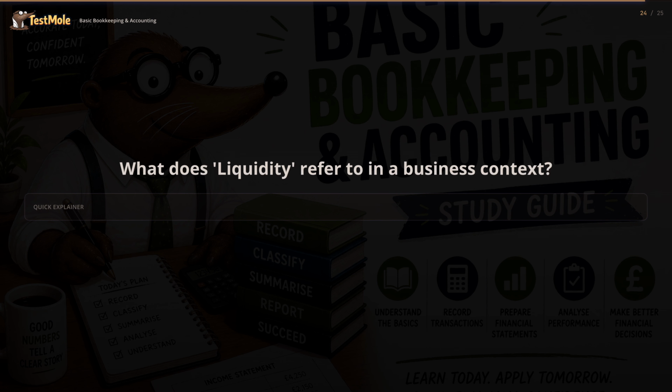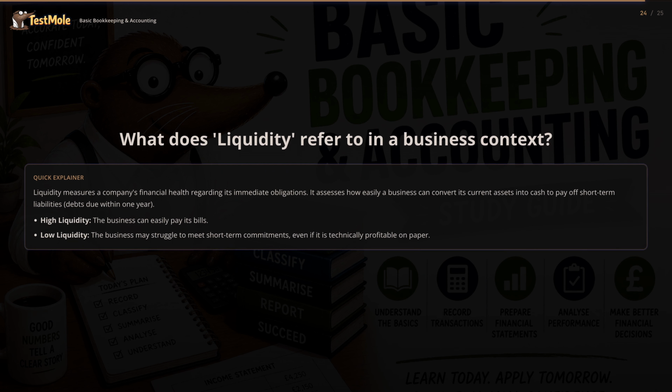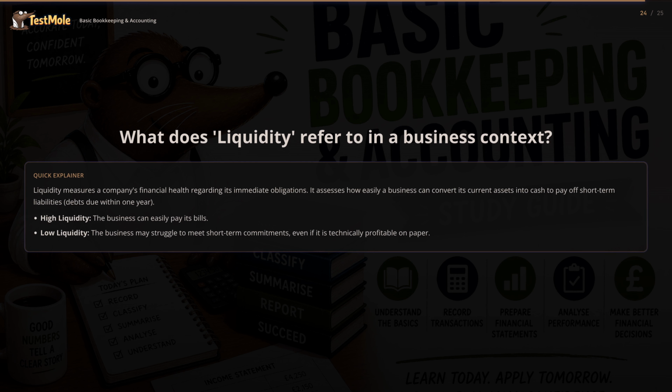What does liquidity refer to in a business context? Liquidity measures a company's financial health regarding its immediate obligations. It assesses how easily a business can convert its current assets into cash to pay off short-term liabilities, debts due within 1 year.